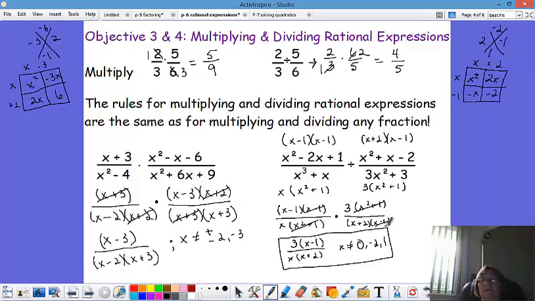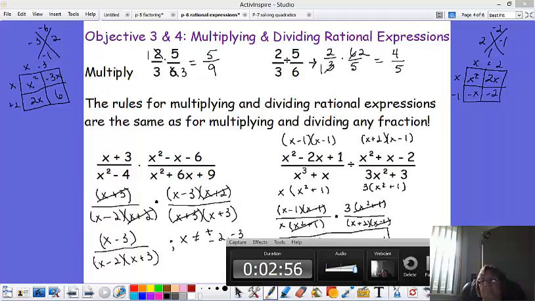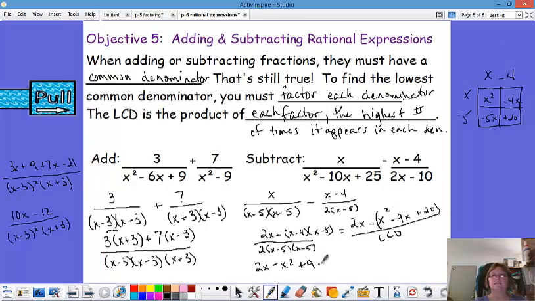So we're talking now 2x minus x squared, minus the minus means plus 9x, minus the 20. All of that's over our lowest common denominator, and we're almost there. I'm going to write this in standard form with the squared term out front: negative x squared, 2x plus 9x is 11x. We have minus 20, and we're all over this denominator, 2 times x minus 5 raised to the second power.